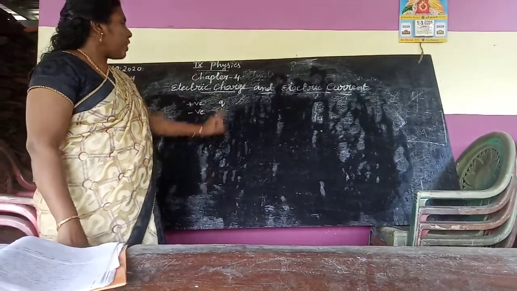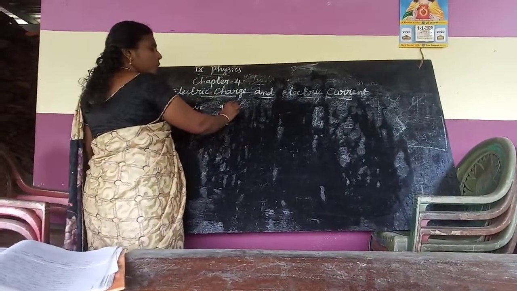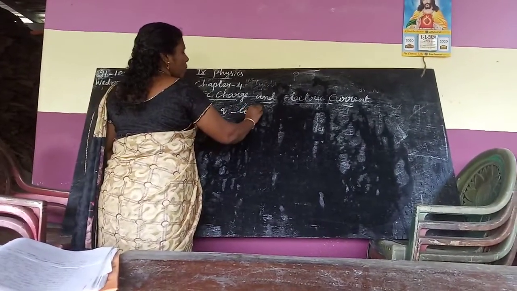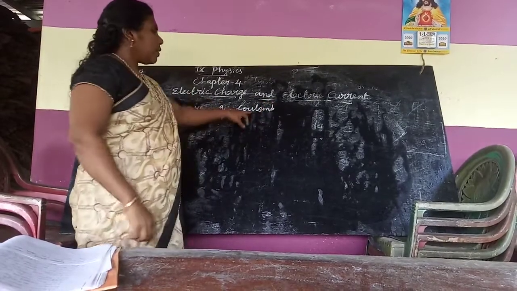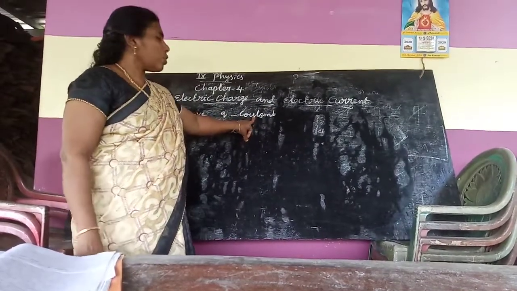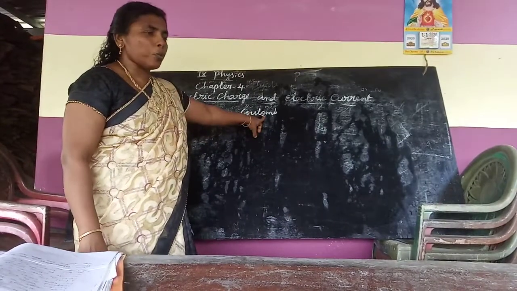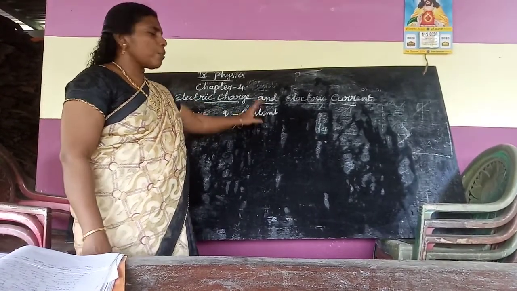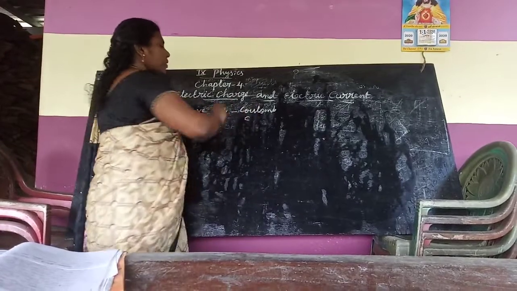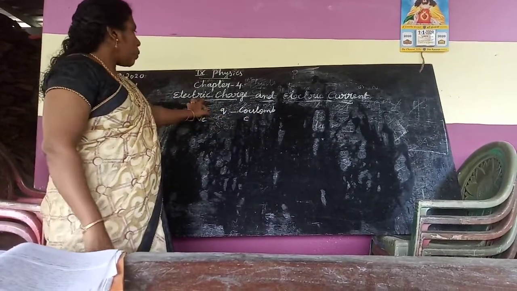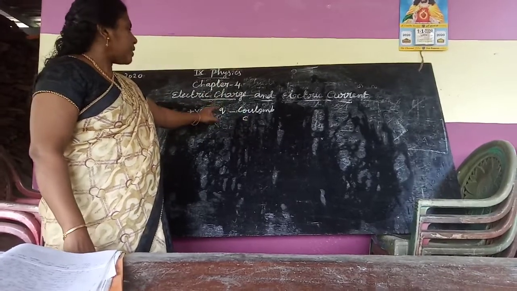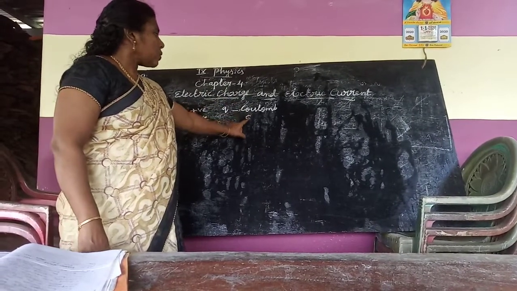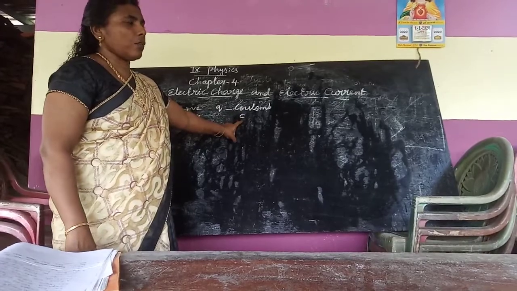The unit of electric charge is coulomb. This is a new word for you: coulomb, C-O-U-L-O-M-B. What is the unit of electric charge? Coulomb. Simply we can write C. C means what? Coulomb. So now you know the unit of electric charge is coulomb, and the letter is Q.